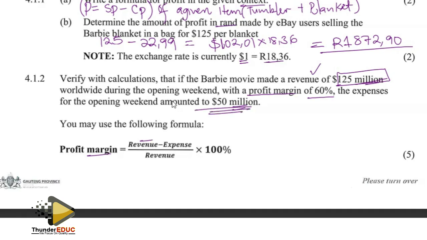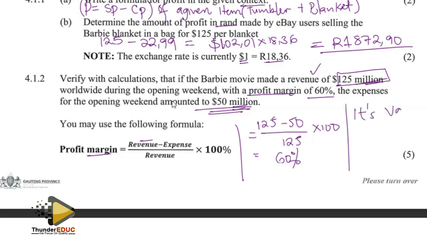So some people would have done this: 120 minus 50 over 120 times 100. This would also work for those. And if you get the answer as such, then because you're asked to verify using calculation, you end up saying what?